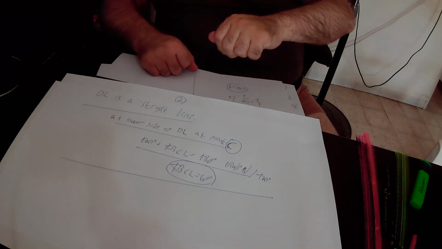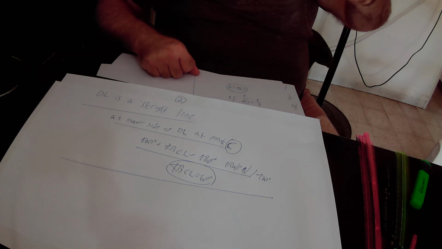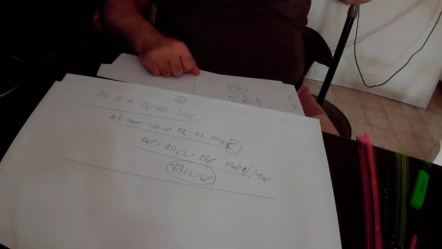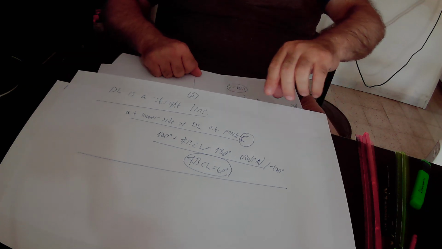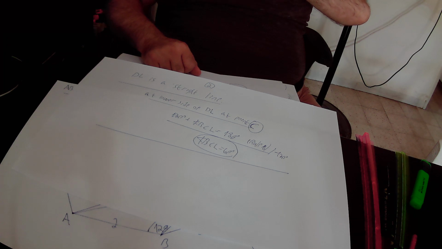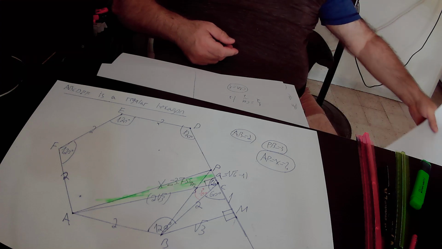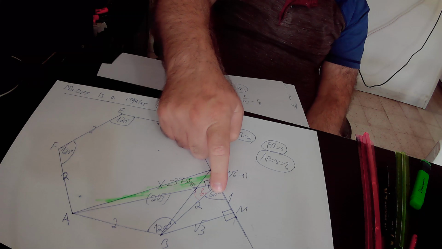Again, 120 degrees plus the missing angle BCM must be equal to 180 degrees according to rule number 1. Here we subtracted 120 degrees from this equation, and we found out that the missing angle BCM is equal to 60 degrees. So this angle equals 60 degrees.